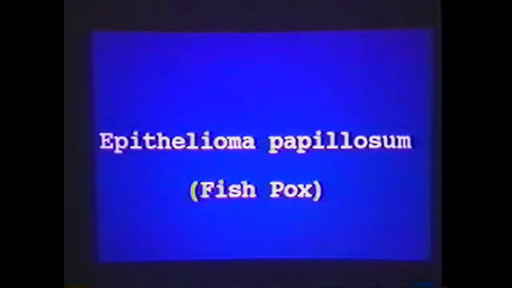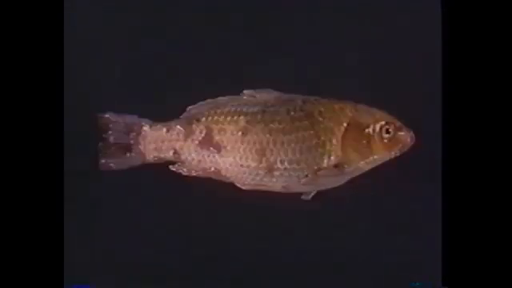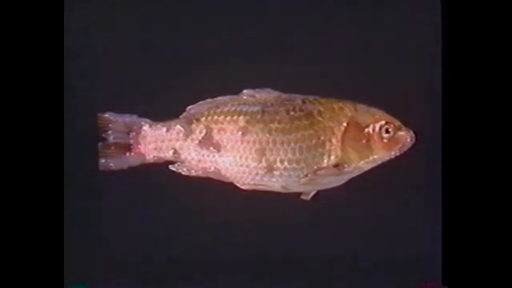Epithelioma papillosum, or fish pox, is another herpesvirus. This can affect numerous species of fish. However, carp seem to be more prevalent in getting this disease. This disease presents itself, like lymphocystis, as proliferative plaque-like lesions over the skin, the body, and the fins. This disease, unlike lymphocystis, is a prominent epithelial proliferation with no other involvement. As you can see in this fish here, again, it can become quite extensive over fins, anywhere on the fish's body.